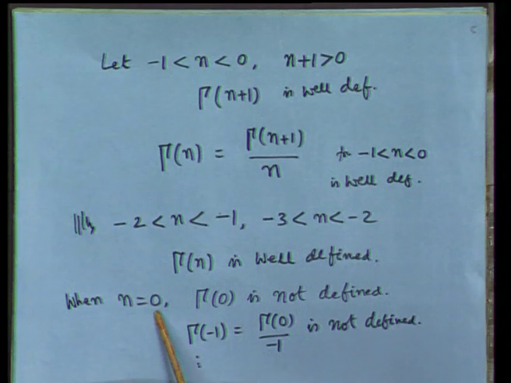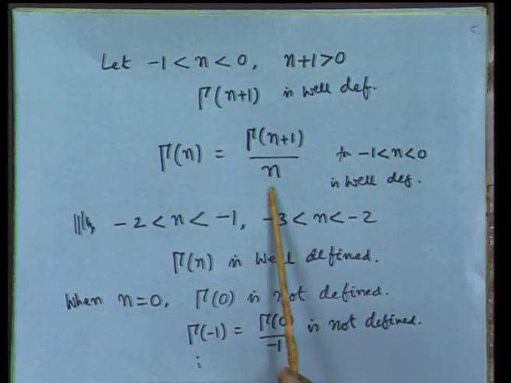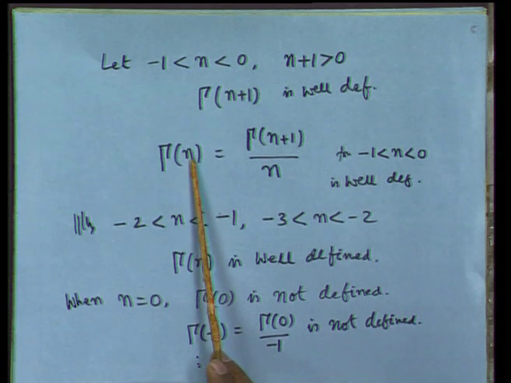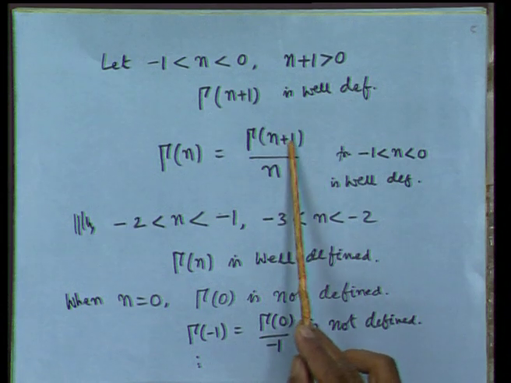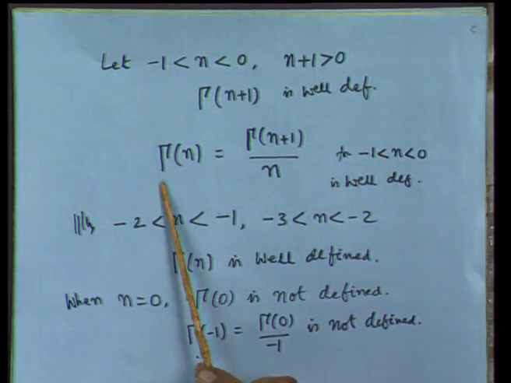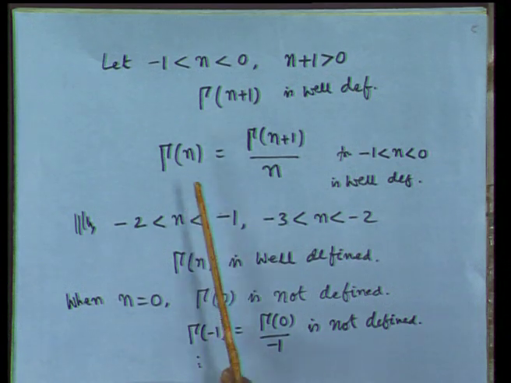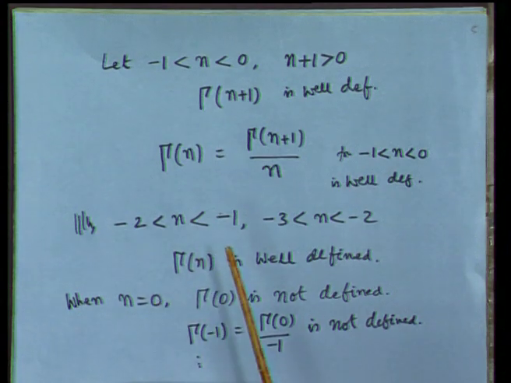However, when n equals 0, you cannot define gamma 0, because gamma n is equal to gamma of n plus 1 by n. Here there is a 0 in the denominator, hence gamma at 0 is not defined. Similarly, once gamma at 0 is not defined, gamma at minus 1, that is equal to gamma 0 divided by minus 1, is not defined. Hence, your gamma function is well defined for n greater than 0 and also for negative values except at the negative integers, and also at 0 it is not defined.